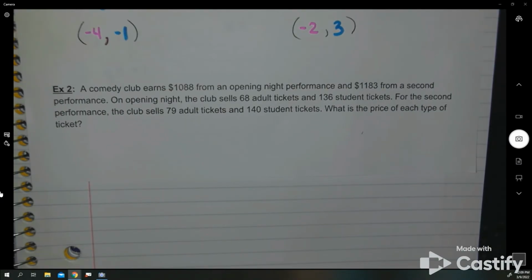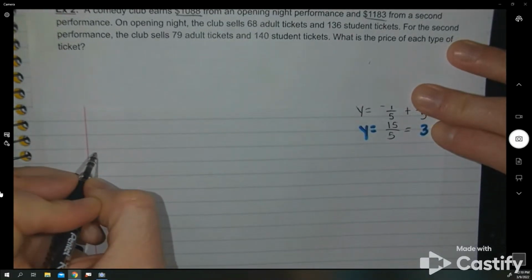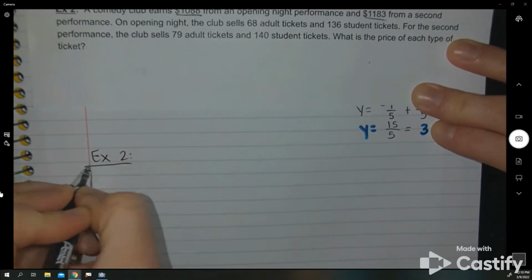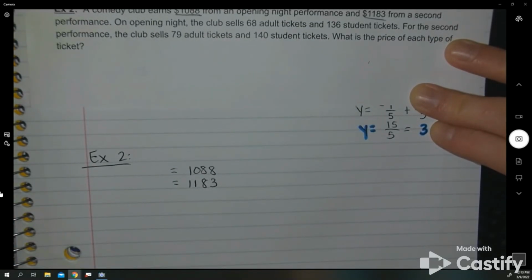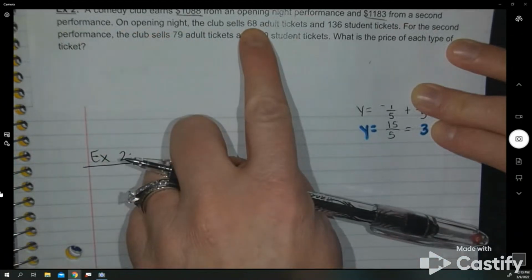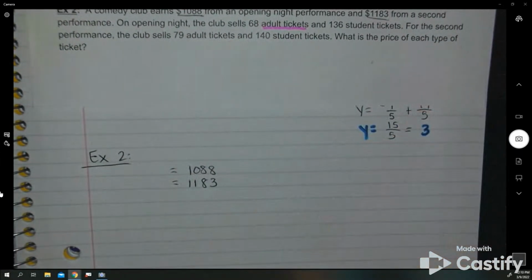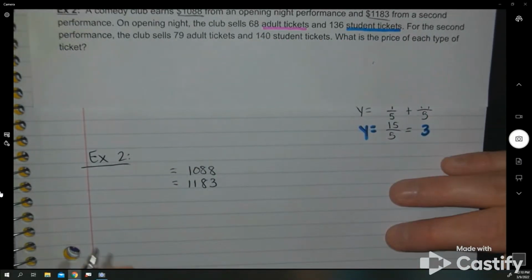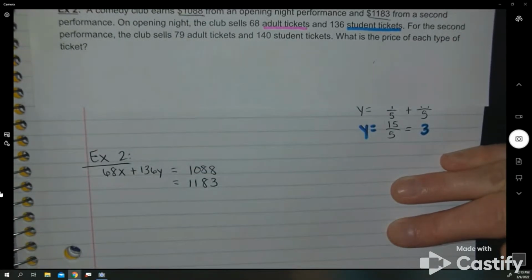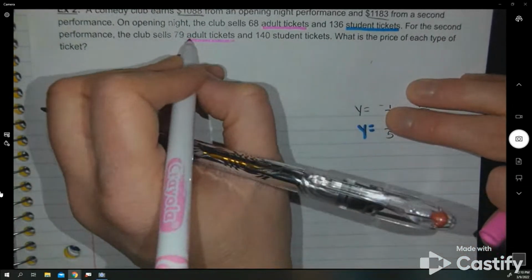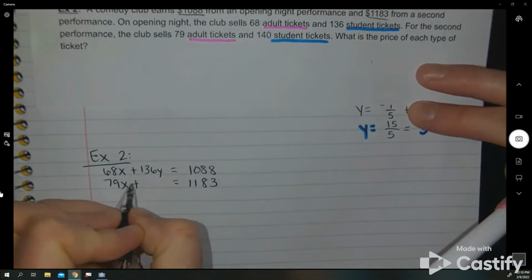First, we have to write an equation, right? So we have two totals, 1,088 and 1,183. So we know we've got those two totals for our equations. For this opening night, we know that there were 68 adult tickets, 136 student tickets. So let's call the adult tickets the x, and we're going to call the student tickets the y. So we've got 68x plus 136y, and that was for opening night, which was a total of 1088. And then the second night, we had 79 adult tickets, so 79x, and 140 student tickets, so plus 140y, equals 1183.